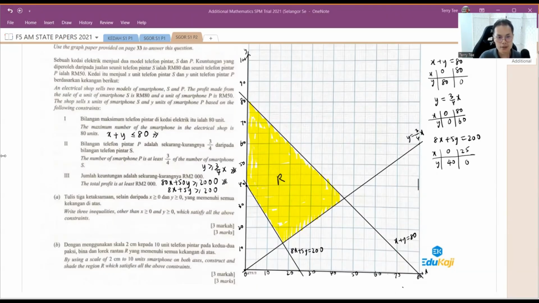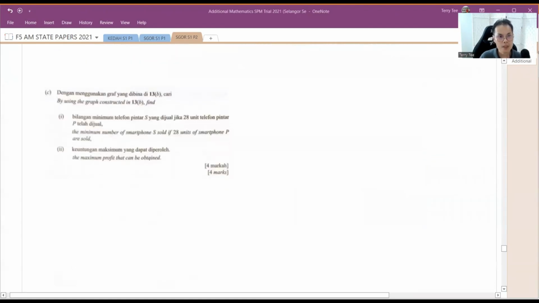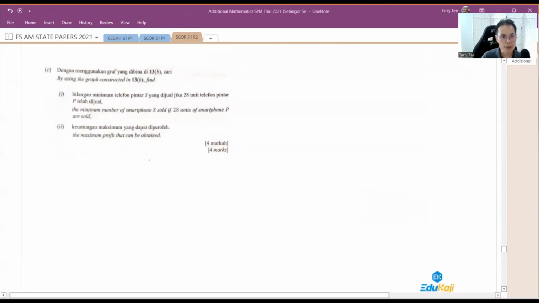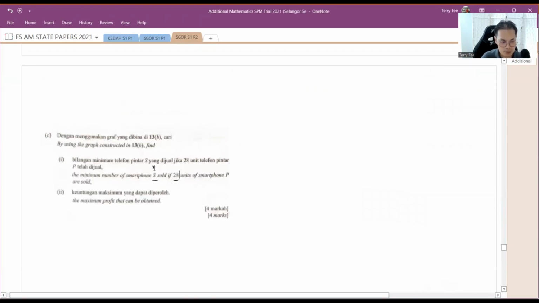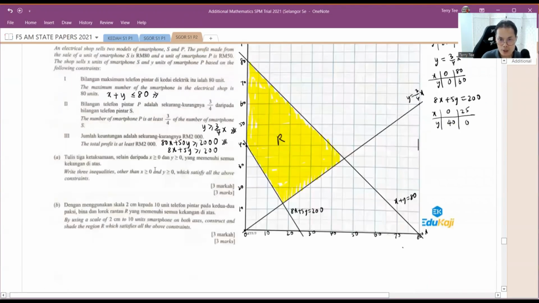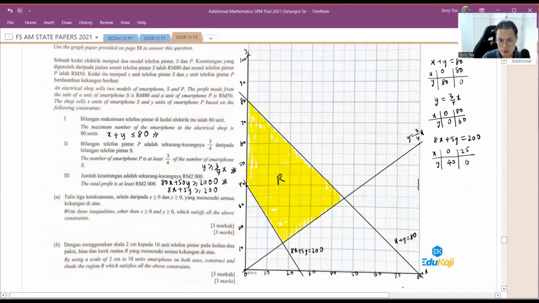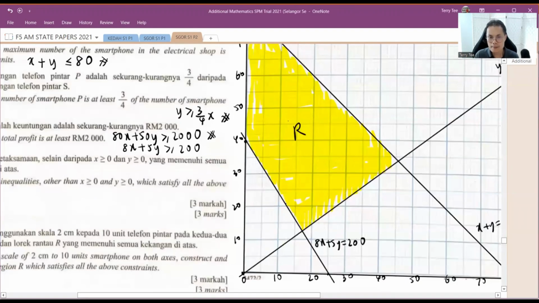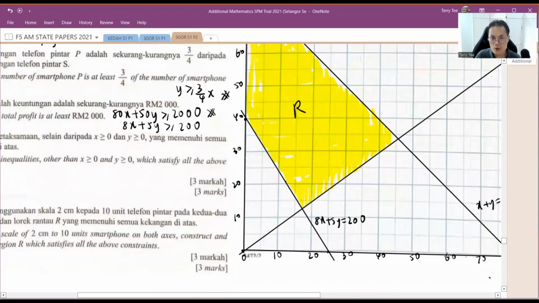Okay, next, the question says, use your graph to find the minimum number of smartphone S. Smartphone S is your X. If 28 smartphone B is sold, okay? So 28 smartphone B, that means your Y is 28. Find your X. Okay, 28 will be around here. Maybe I zoom in a bit. Where's 28? It is over here. This is 28.